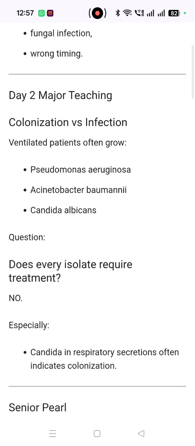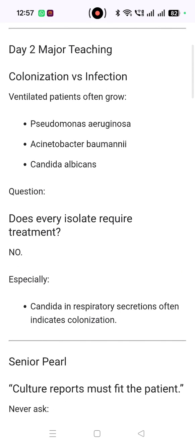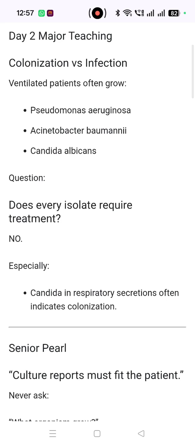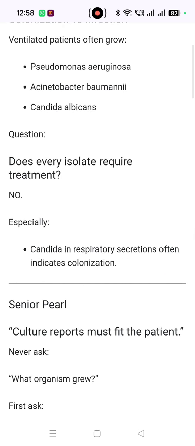Now, for day 2, the major teaching is this; this was all the pre-round. Now, colonization versus infection you must know, because every time, in each sample, you should know whether it is a colonizer or a true pathogen. Ventilated patients often grow Pseudomonas aeruginosa, Acinetobacter baumannii, and Candida albicans. This is for the ventilated patient in the ICU. So, does every isolate require treatment? No.